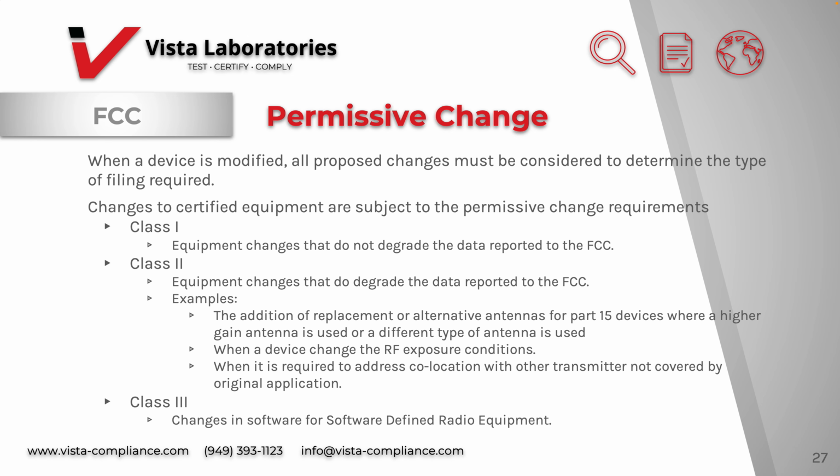Examples: the addition of replacement or alternative antennas for Part 15 devices where a higher gain antenna is used or a different type of antenna is used, when a device changes the RF exposure conditions, when it is required to address co-location with other transmitters not covered by the original application. Class 3: changes in software for software-defined radio equipment.